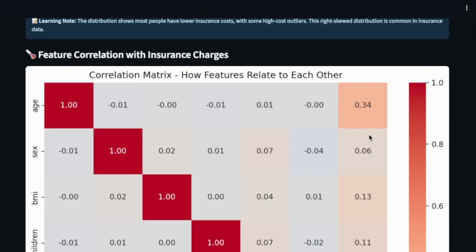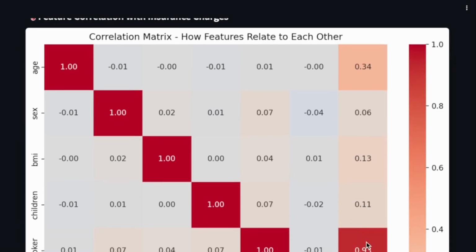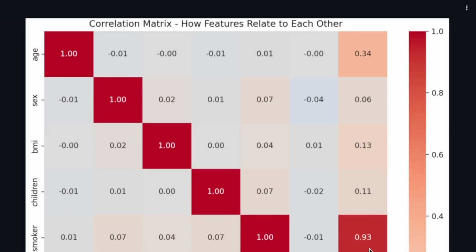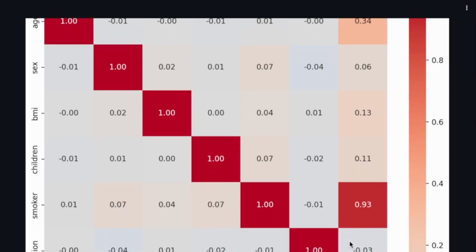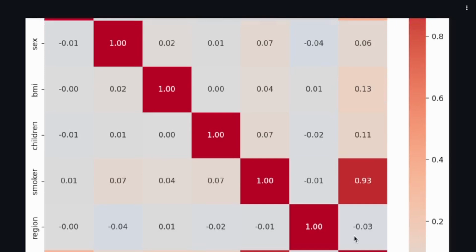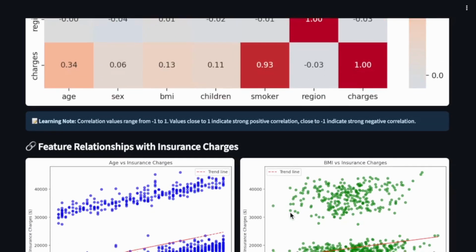So age has a pretty decent correlation, meaning that as you get older, you tend to go to the doctor more. More things can happen. Sex or gender has a small relationship, not a lot. BMI, body mass index, not surprisingly, has a little bit more importance, right? Number of children, well, that's interesting. That's also got kind of an important factor. And then if we keep looking, is the person a smoker or not? That is a really high correlation, 0.93, meaning that if you are a smoker, your insurance costs go really significantly up. And then region of the country, not too much of a difference.